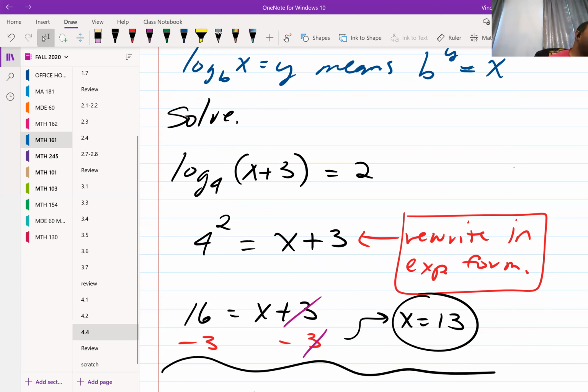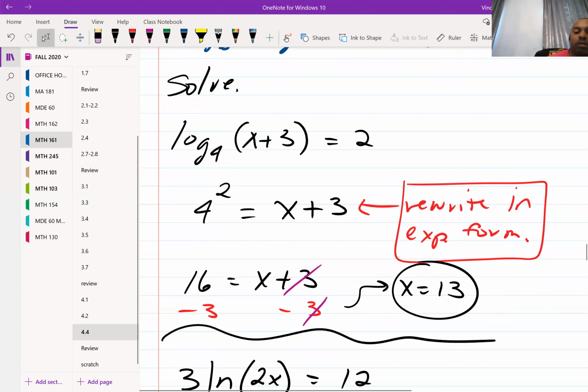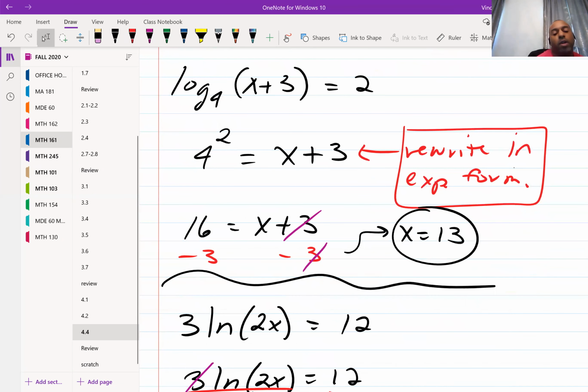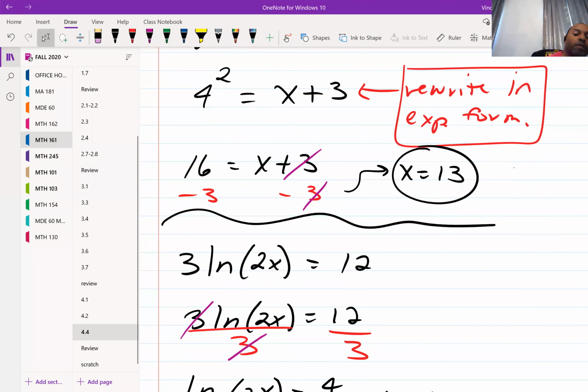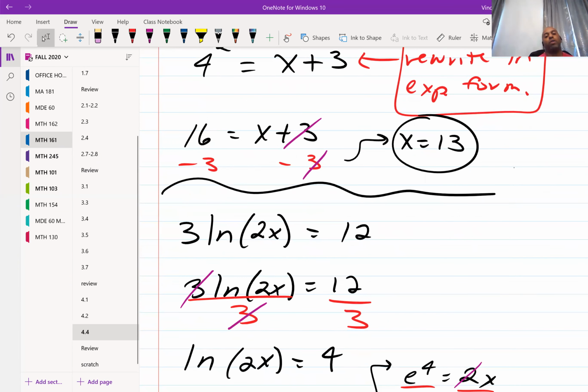Any problems? All right. Looking at the next one. 3 times the natural log of 2x equal to 12. All right, so first thing we do is divide both sides by 3 so that we can get the natural log of 2x on one side by itself.